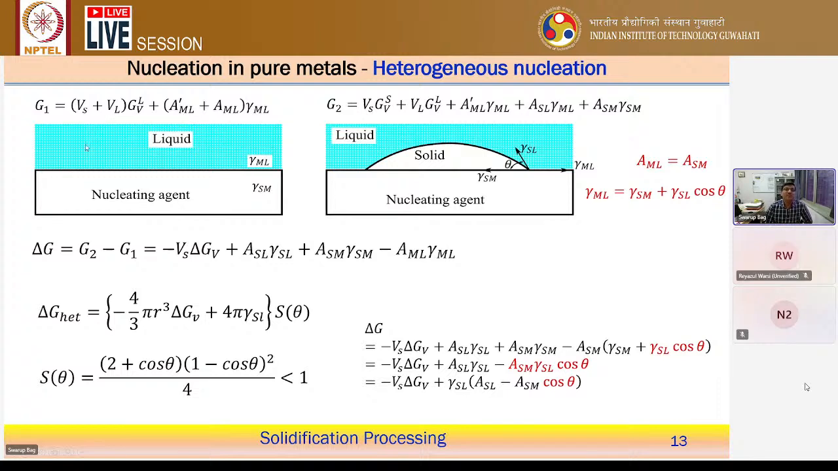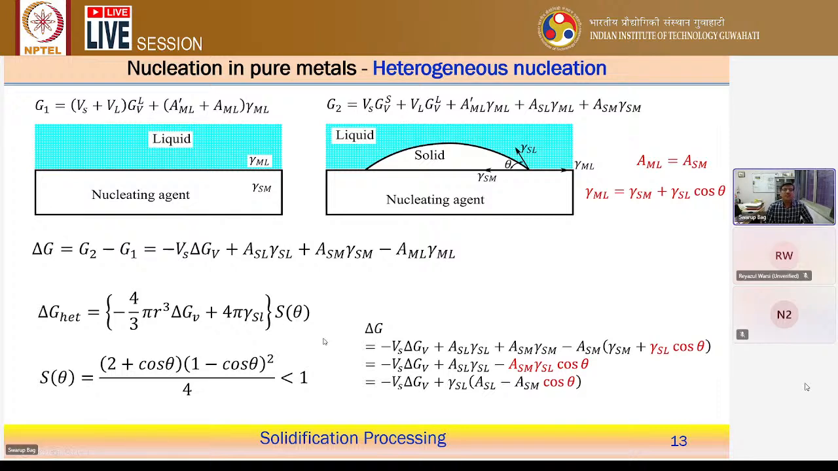So what is the Gibbs free energy at state G1 and state G2? Then we can find out the difference between G2 and G1, and then we can find this expression. Now, if we do that, we can see that a similar kind of expression is available: delta G heterogeneous equals delta G homogeneous into S theta.